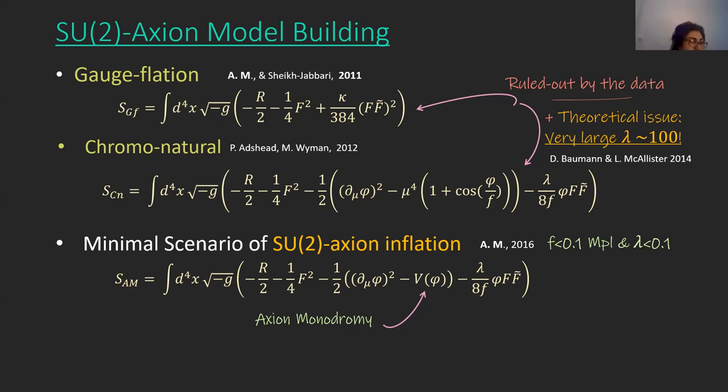So the physics is similar and different. The similarity is that, yes, we are producing the electric and magnetic components of an SU2 gauge field, and they have the same for a U1 gauge field. But there are differences, and they are very important differences that I will tell you later on. Okay, sure.